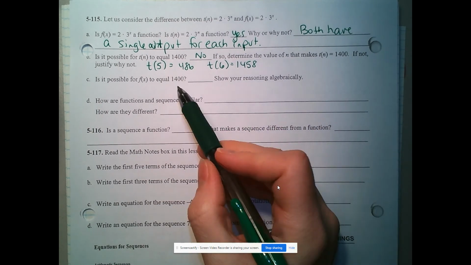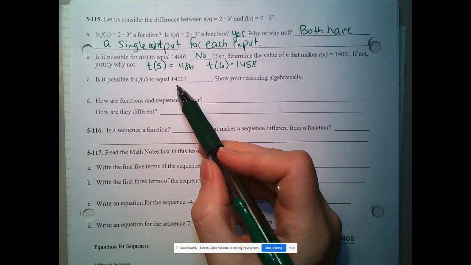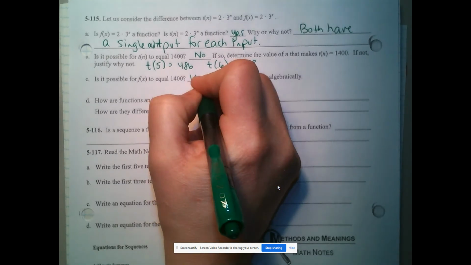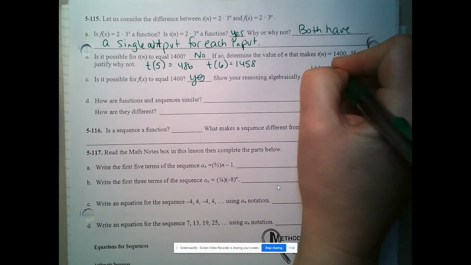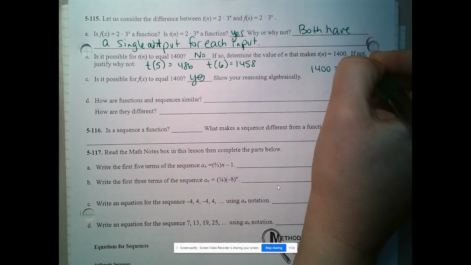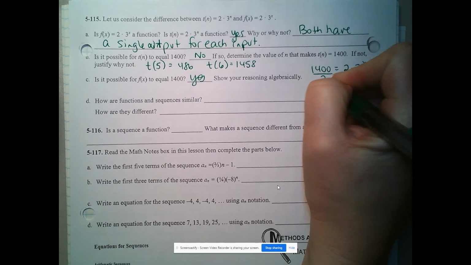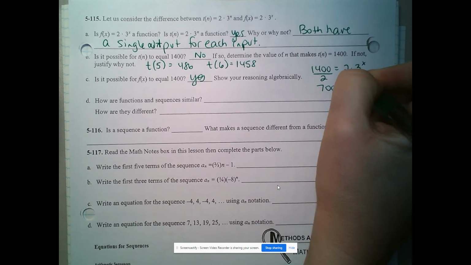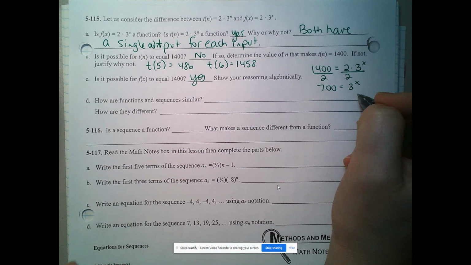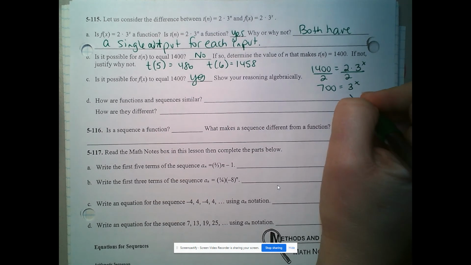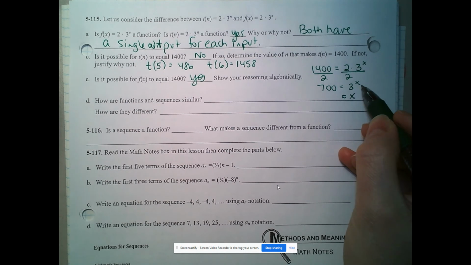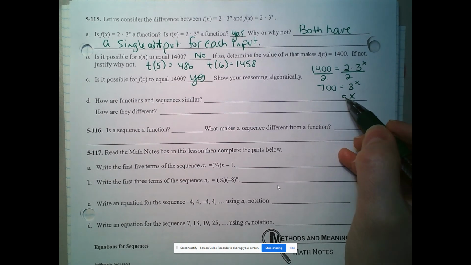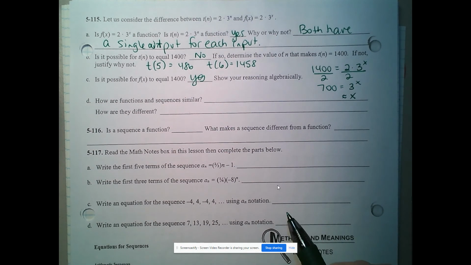Whereas if we wanted to get an answer for the function, we would say yes. Again, the domain is all real numbers. You'd say, 1400 equals 2 times 3 to the x. You would divide both sides by 2. 700 equals 3 to the x. And you'd have to use a calculator to do it. I'm actually not sure what it is off the top of my head. I didn't do this one ahead of time. But 3 to some power will give you 700, or very closely, approximately 700.